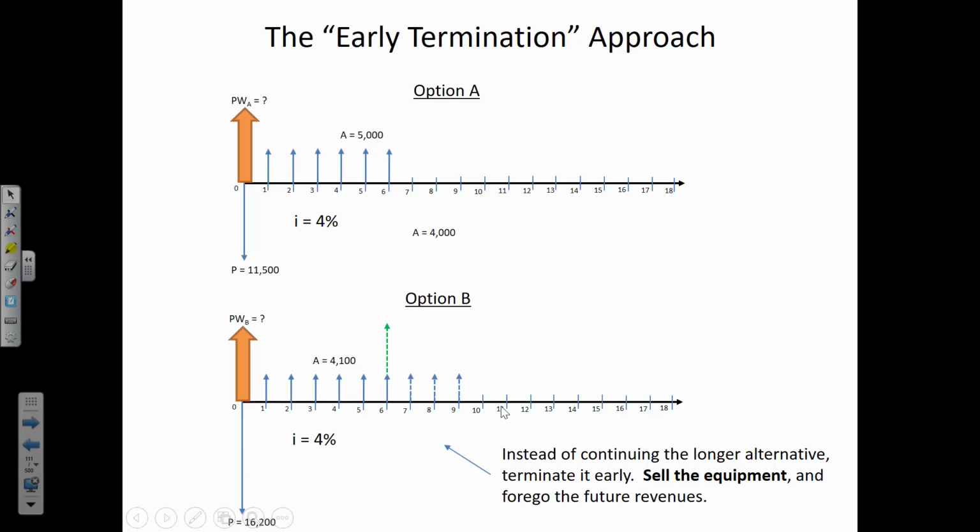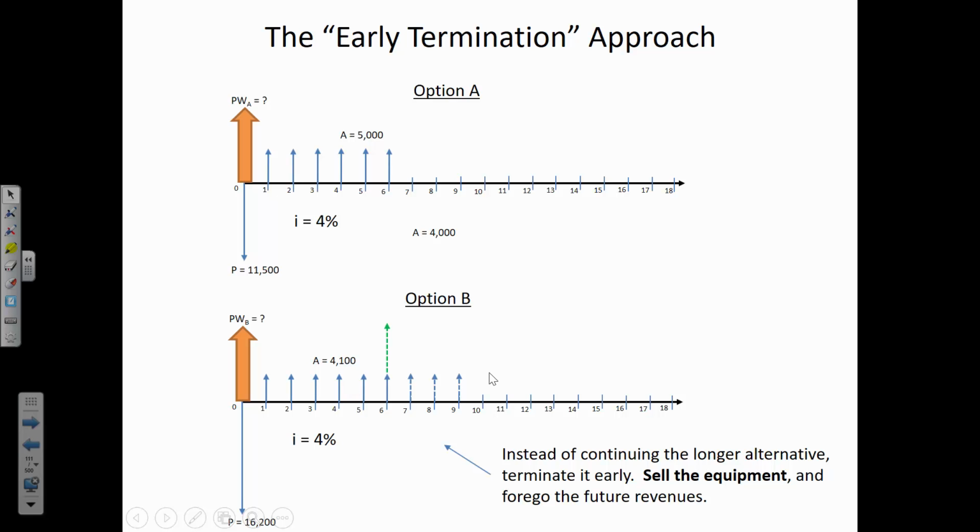Here, if I asked you to explain the early termination approach, you'd be explaining, well, rather than keeping the equipment through the full useful life, you sell it early. But then the second part of that explanation would be, why are you doing it in the first place? And the whole point of the early termination approach is so that you can compare two pieces of equipment with different useful lives. So always take a step back and consider the context of the method. Why is it being implemented?